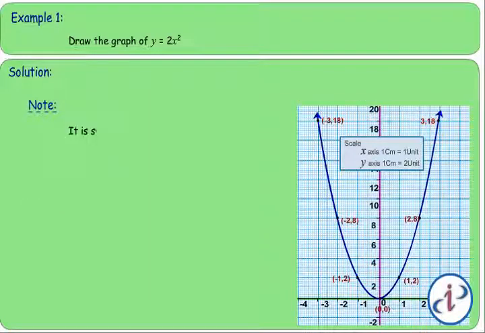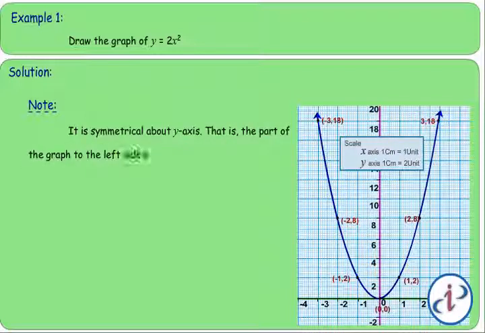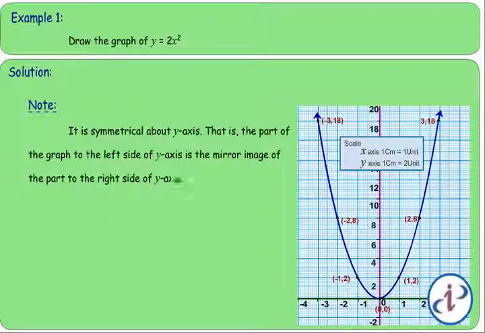It is symmetrical about the y-axis. That is, the part of the graph to the left side of the y-axis is the mirror image of the part to the right side of the y-axis. The graph does not lie below the x-axis as the values of y are non-negative.